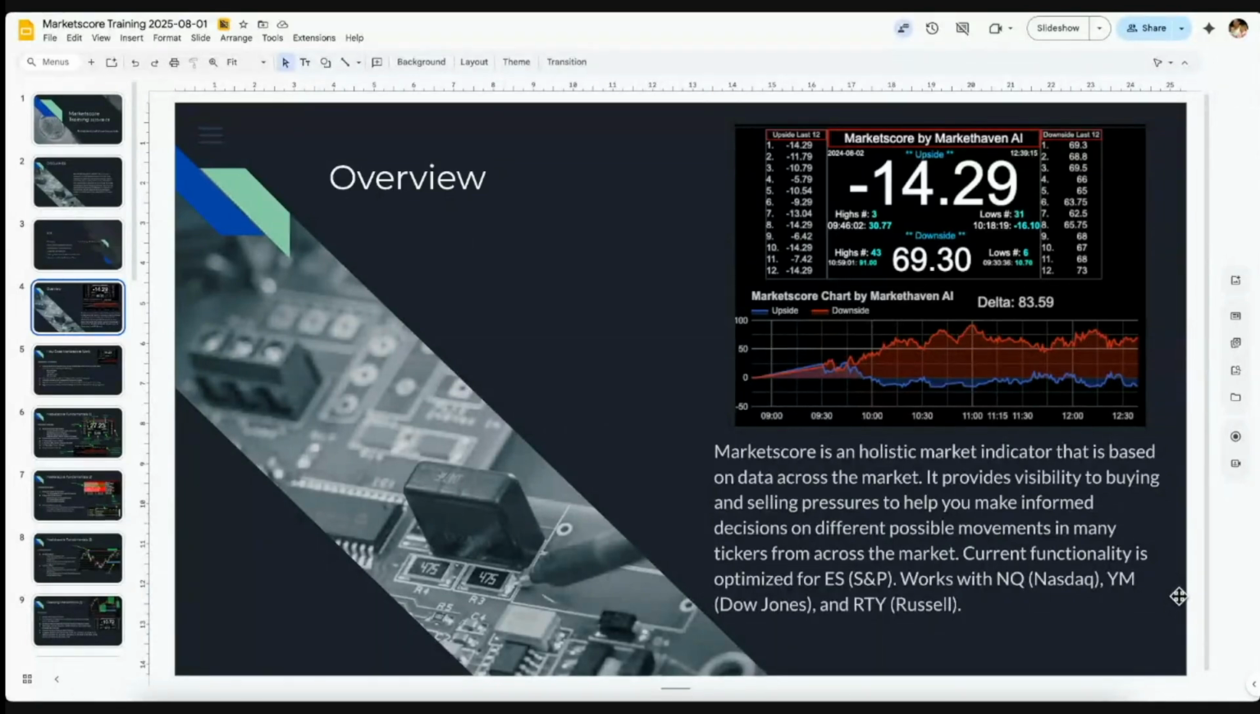Current functionality is optimized for ES, S&P, works with NQ, YM, Dow Jones, and the Russell. With the extension, we are going to focus on NQ and YM because those are the ones that work with the bot. I'll explain all of that as we get into it.